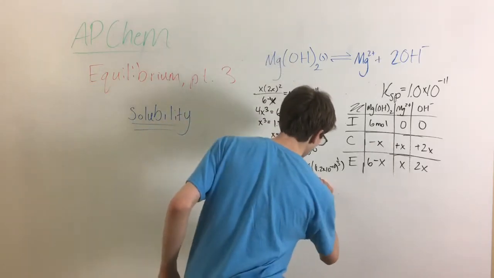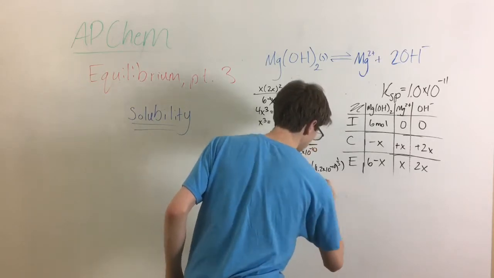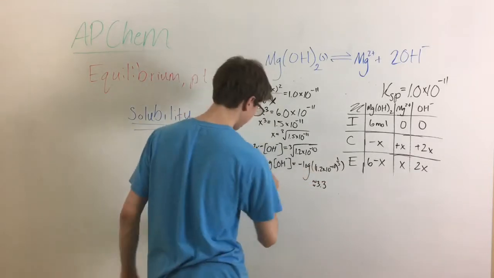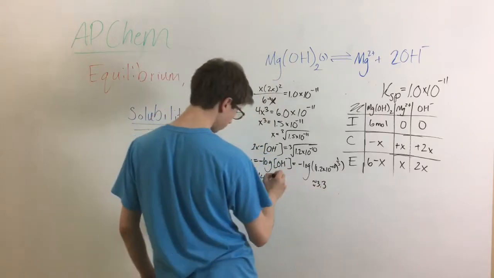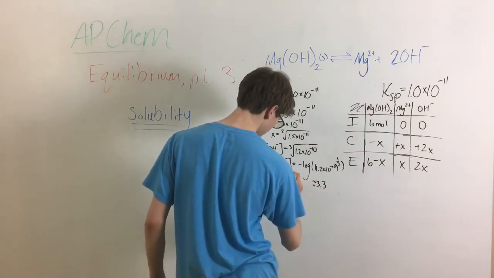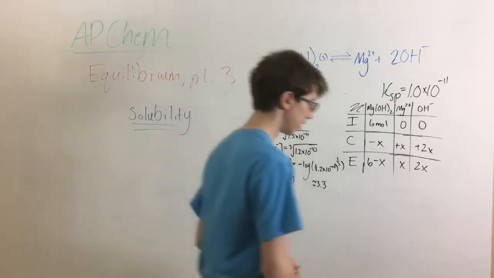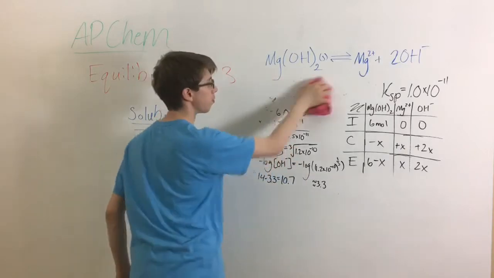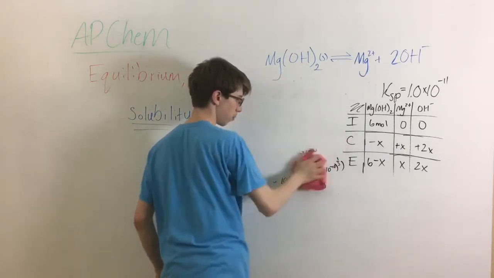So this is approximately 3.3, and that's the pOH. So the pH would be 14 minus 3.3, which is equal to 10.7. So we'll say that that is the pH of this. It's not exactly the pH, but it's close enough that we can say that it is the pH of the solution, 10.7.